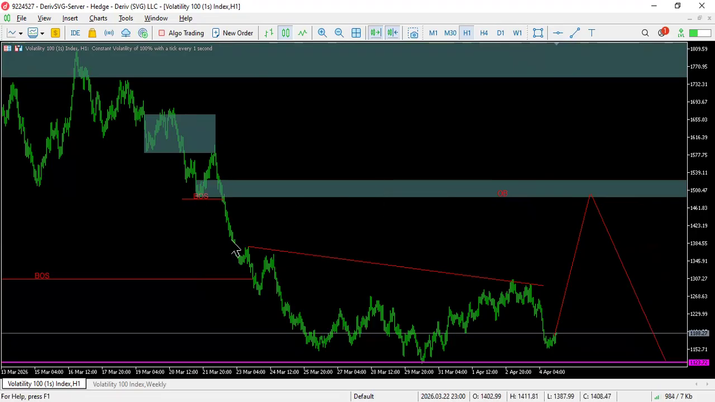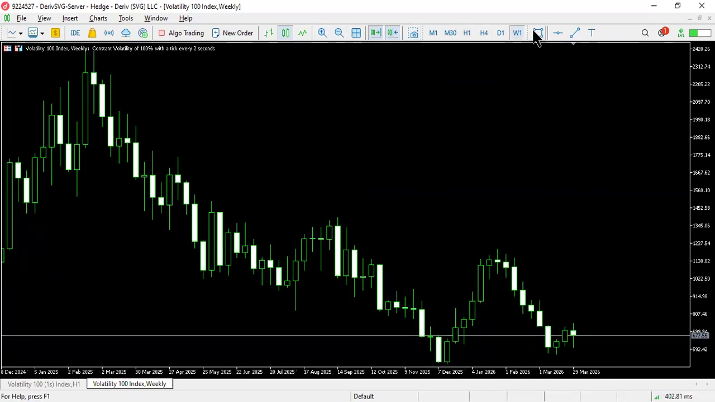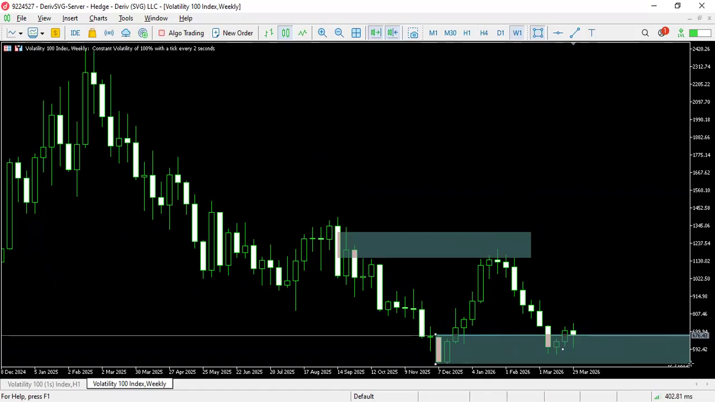And then moving over to Volatility 100 from the weekly time frame, we can see that price has been selling for weeks from that supply zone, and then we are at this demand zone, and it looks like we are getting some buying pressure.